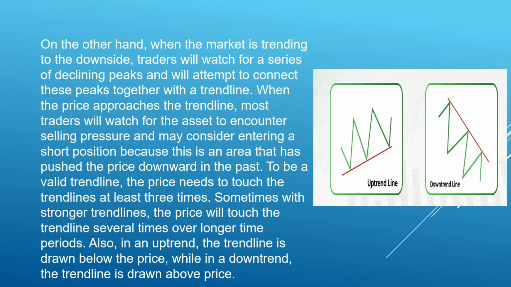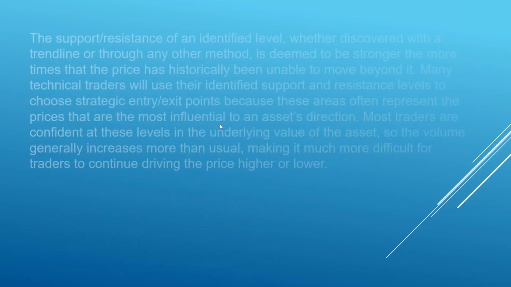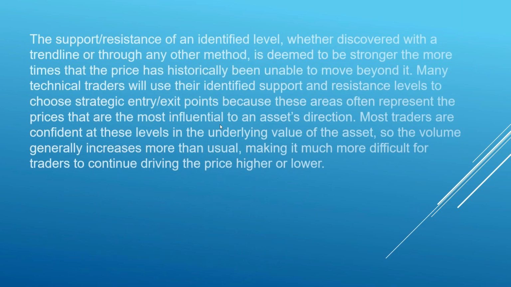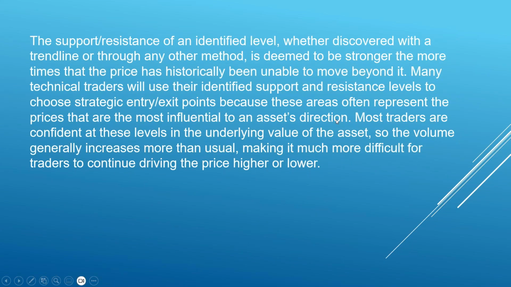So sometimes with the strongest movement, the price will touch the trend line several times over longer time periods. Also, in an uptrend, the trend line is drawn below the price, while in a downtrend, the trend line is drawn above, as we mentioned before. Okay, let's move on. If there's an issue with voice and the screen, please tell me. Looks like everything is now working fine.